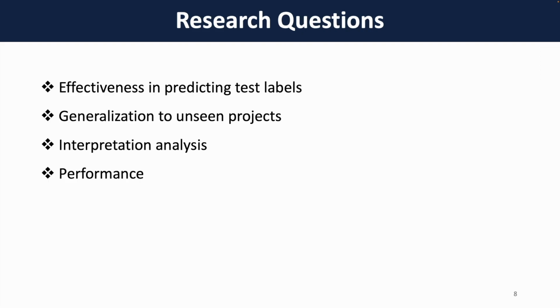In this part, we will look at some of the research questions we have explored in this work. Our research question 1 is about effectiveness of SEER in predicting test labels. Our second research question is about generalization of SEER to unseen projects. The third RQ is about interpretation analysis of SEER. In this research question, we focus on analyzing the reasons behind SEER's decisions. In the last research question, we investigate the performance of SEER. More specifically, we want to know how long it takes for SEER to predict a test verdict. Due to the time constraints, I will only talk about our RQ1 and RQ3 in this presentation. Please refer to the paper for a discussion on other RQs.